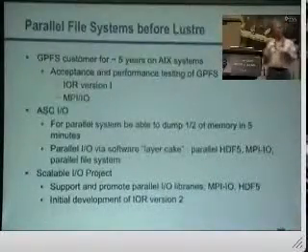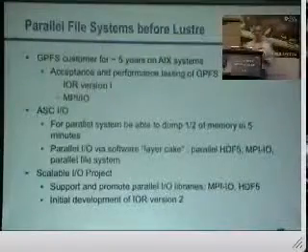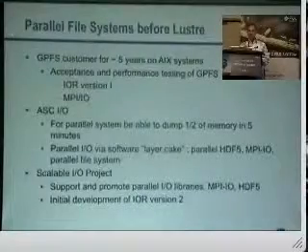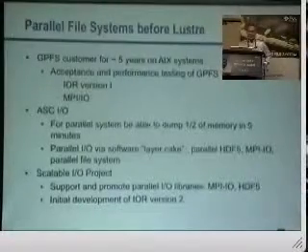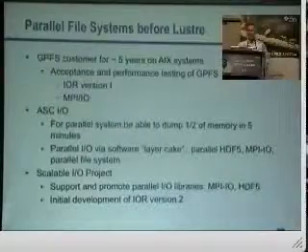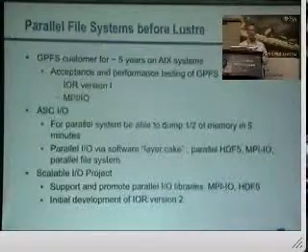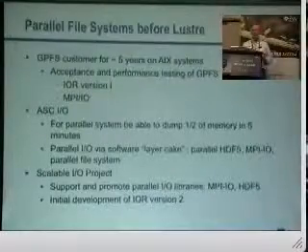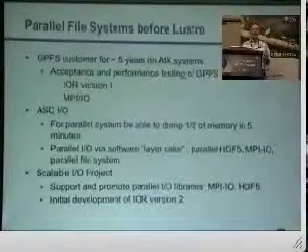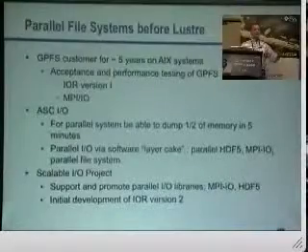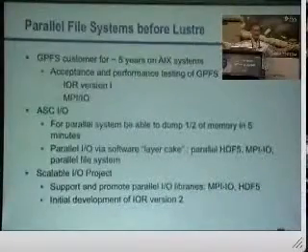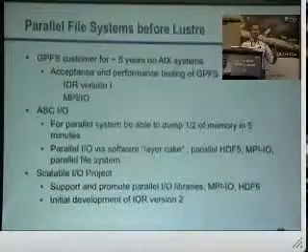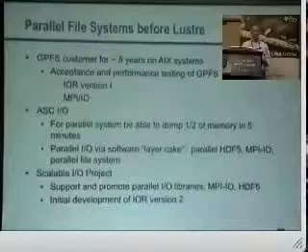One of the things coming out of ASC is one of the measures of how much bandwidth you need in a parallel file system: you should be able to dump half of memory in 5 minutes. So that's half of the whole cluster. As the cluster gets bigger, so does the file system.